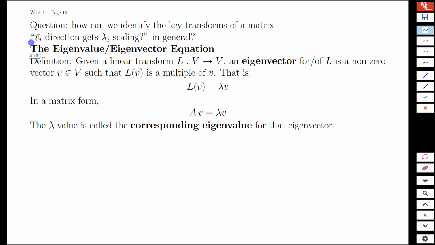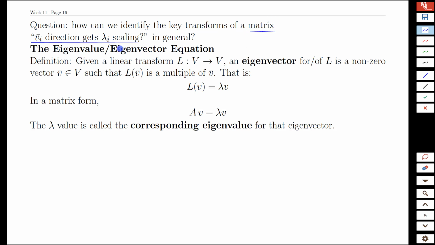Now that we've seen in multiple examples that a matrix transform that scales specific vectors or specific directions can help to understand what a whole matrix is doing. In fact, it's equivalent to knowing the whole matrix. Here we get down to how would we actually identify those transforms if someone gave us the matrix to start with.